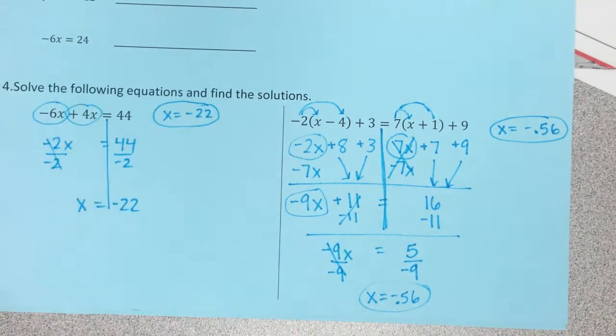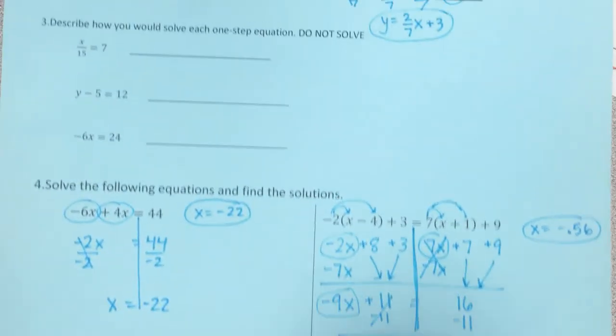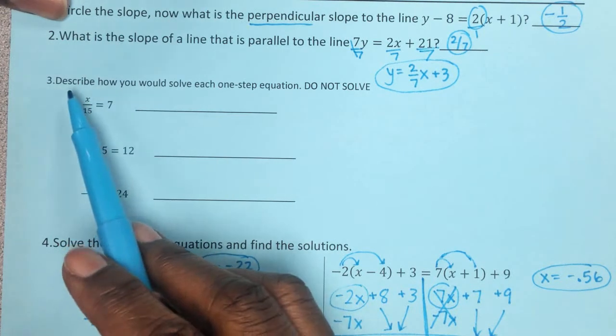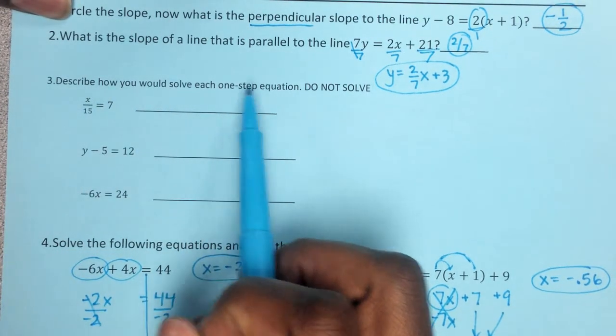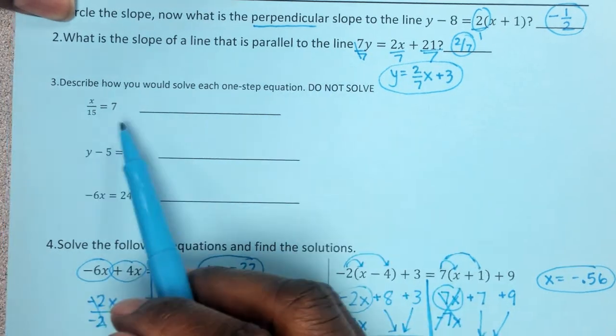All right, I'm going to stay on the front page. I know I'm skipping around a little bit. Just follow along. I'm going to go back to these 3. This just wants you to describe how you would solve each one-step equation. It doesn't actually want you to solve it. It just wants you to describe.